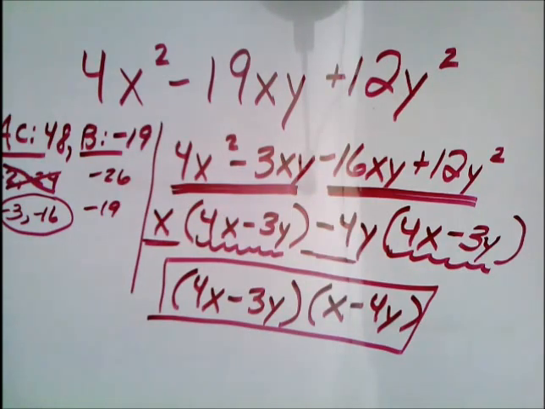So notice the two variables doesn't change the method at all. All the factoring still works out and you still go about the same method.